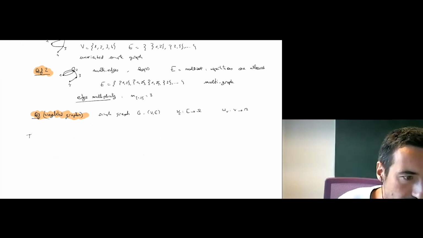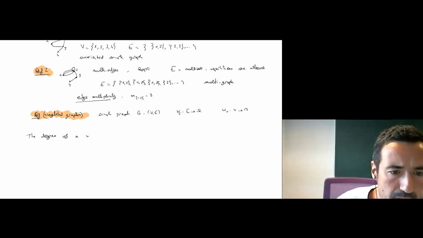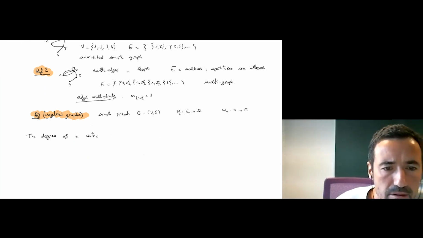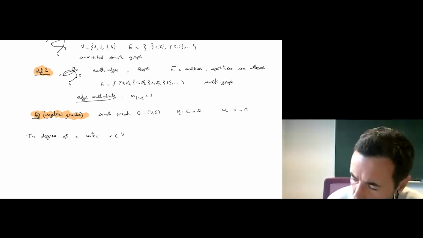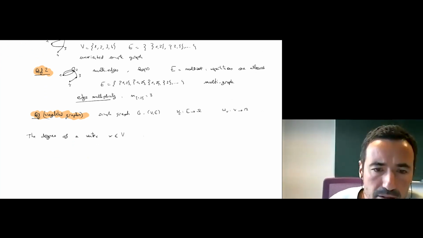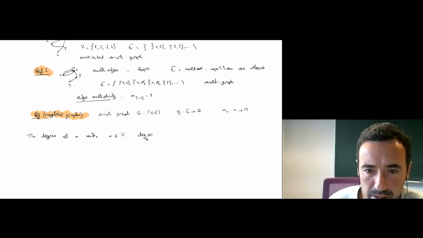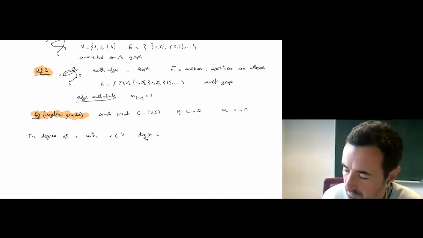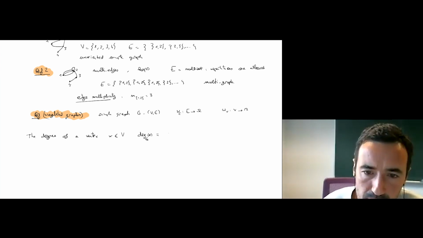Another notion which is very important is the degree of a vertex. When you have a graph, x belongs to V. The degree of a vertex, I denote it by deg of x. Maybe sometimes I will write a subscript G to make it explicit that it depends on the graph. This is the number of adjacent edges.